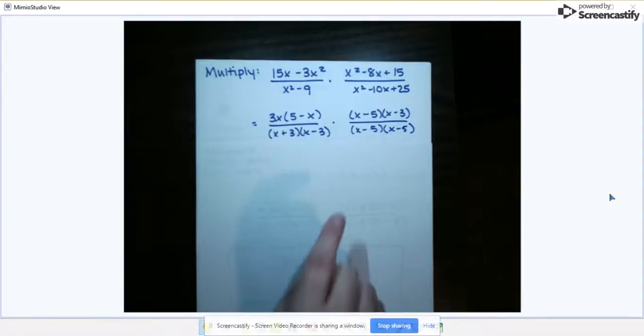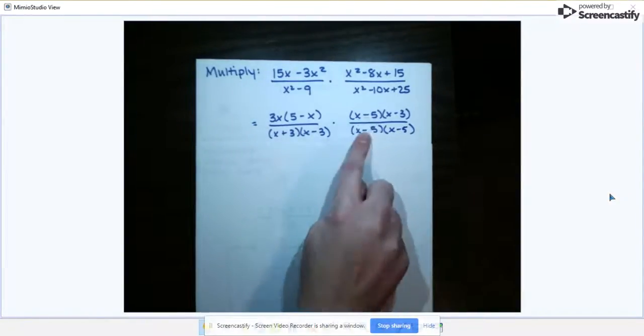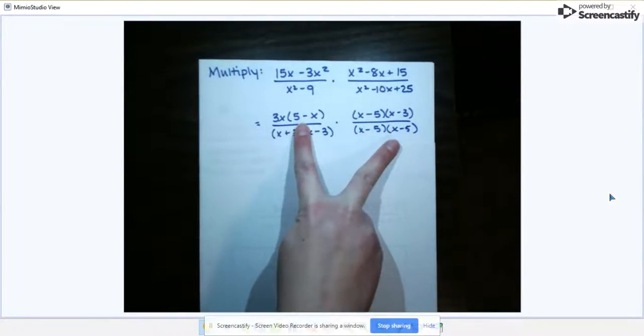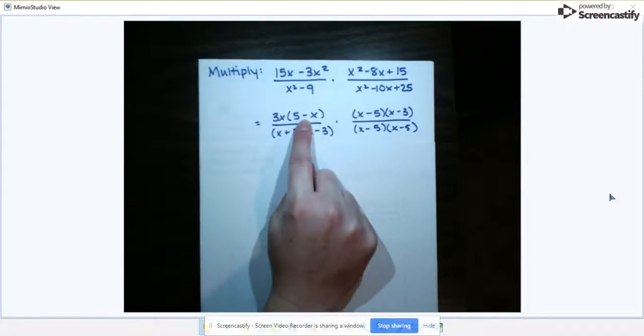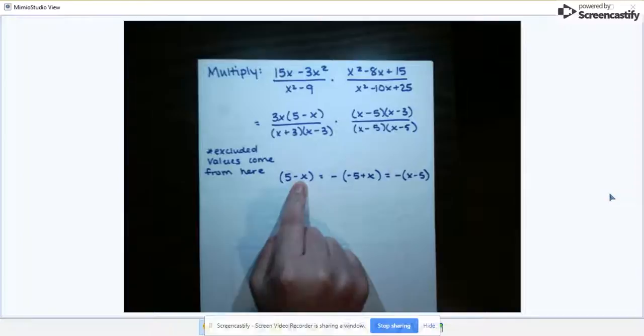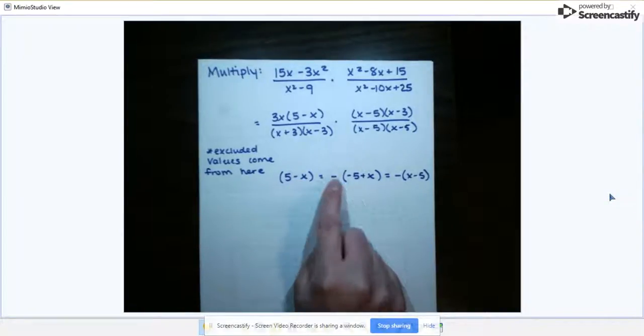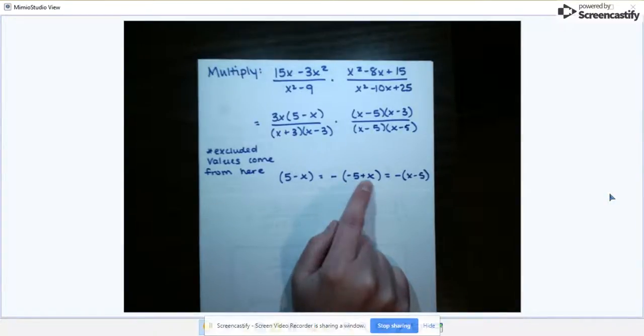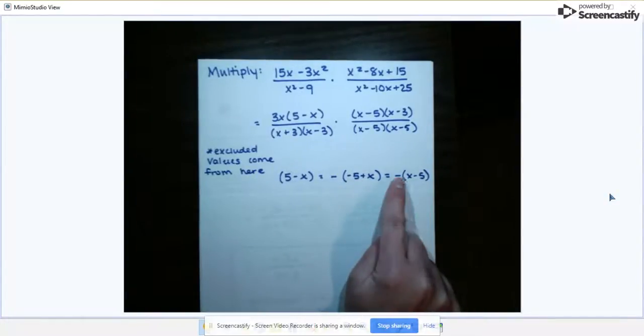I want you to know, a lot of people are going to cancel off these x minus 5s, and then they're going to try to cancel off these x minus 5s. Notice this is not actually x minus 5. We can make it that way, so I made a little note. 5 minus x, if we factor out a -1 from both of them, we'll get a negative sign out front, and then that would change to a -5 plus x. And of course, now we can rearrange this inside of our parentheses to say x minus 5. But we have to have that negative out in front for it to be equivalent.